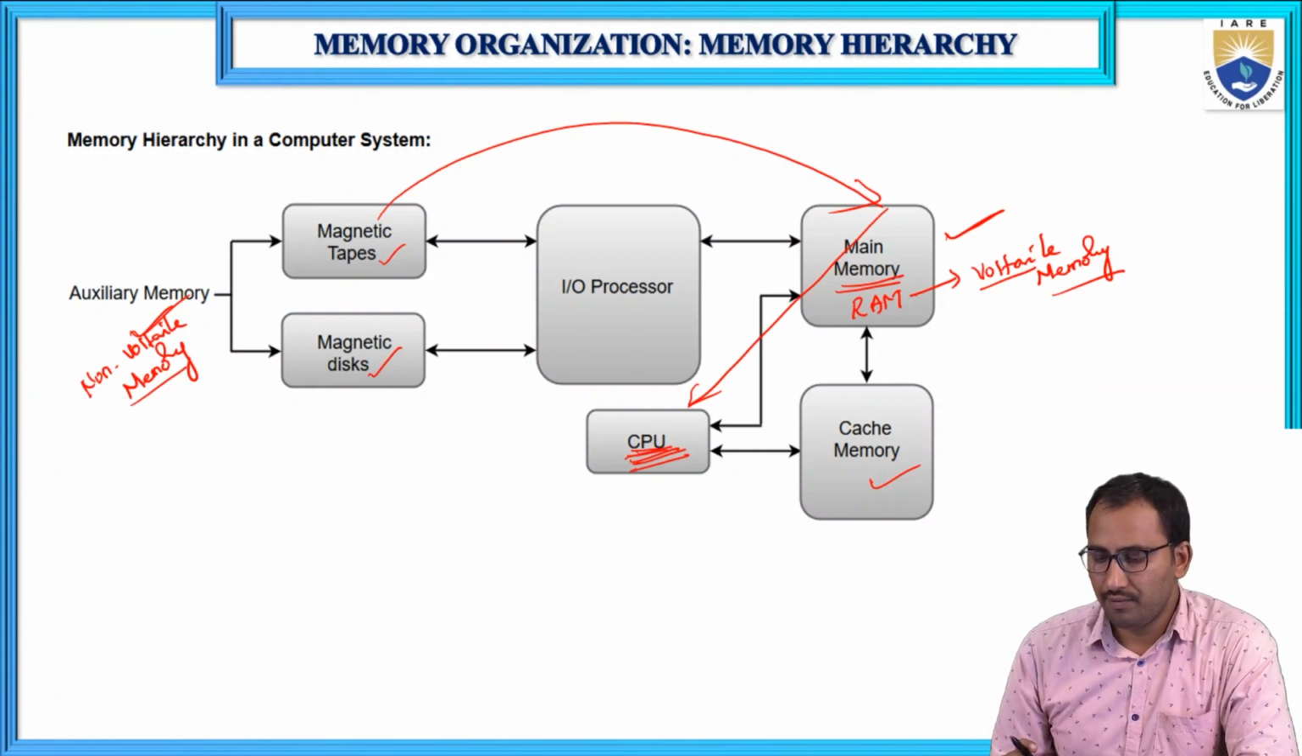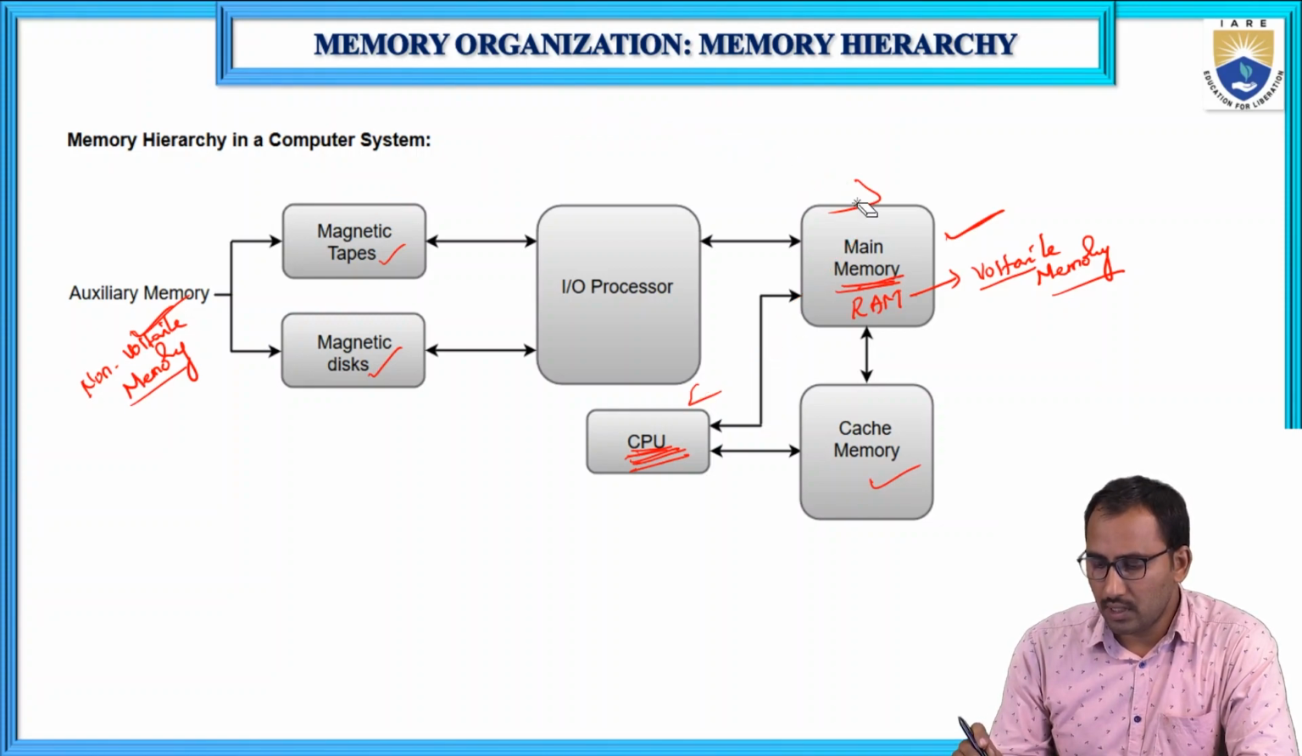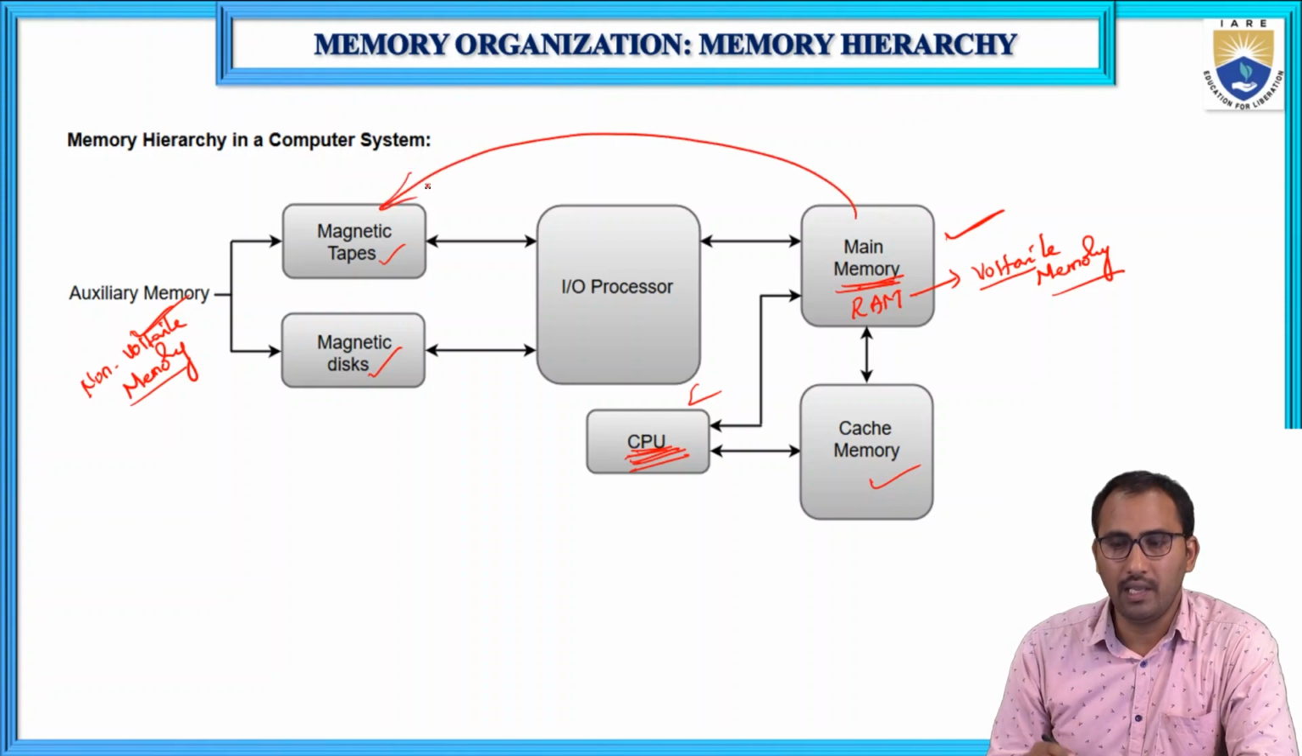Suppose the unused programs and data are available in main memory. Those unused programs and data will be transferred from main memory to the auxiliary memory in order to free up space in main memory. In this way, only the required programs and data will be stored in the main memory, and unrequired programs and data will be transferred to the auxiliary memory.